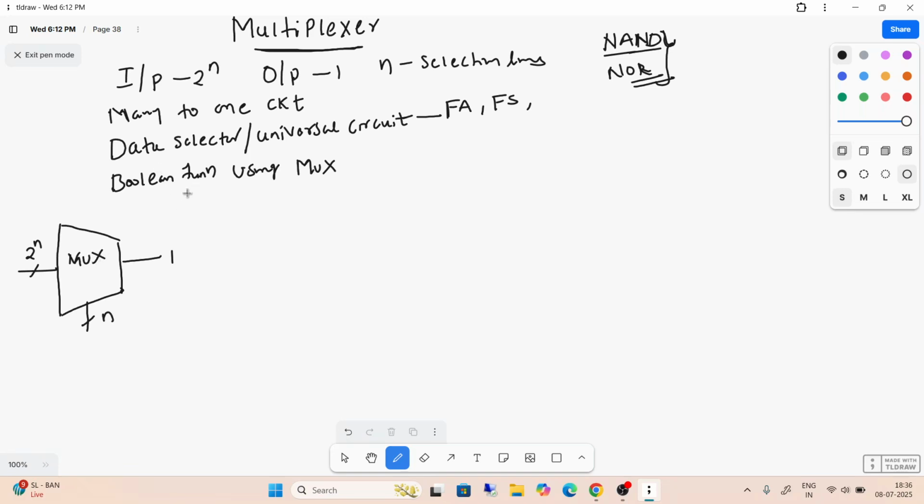If you take n equal to 2, which MUX do you get? A 4 cross 1 MUX. If you take n equal to 3, you get an 8 cross 1 MUX. And if you take n equal to 4, you get a 16 cross 1 MUX. This is the MUX. First we'll see the 2 cross 1 MUX.